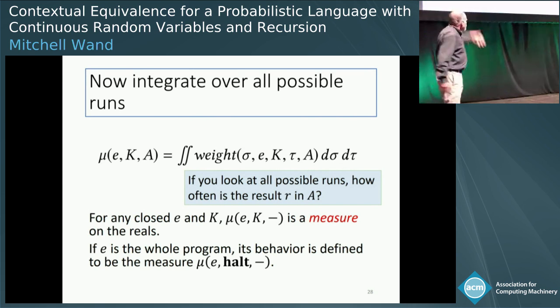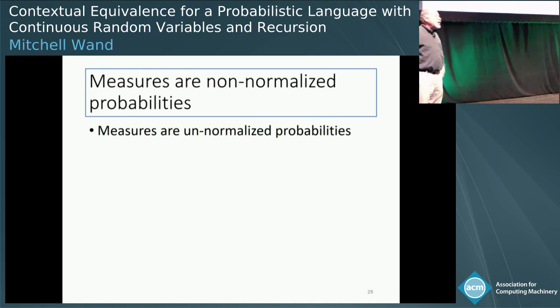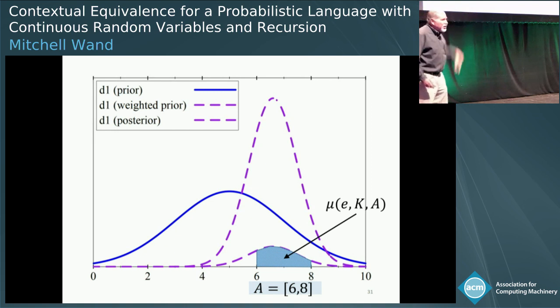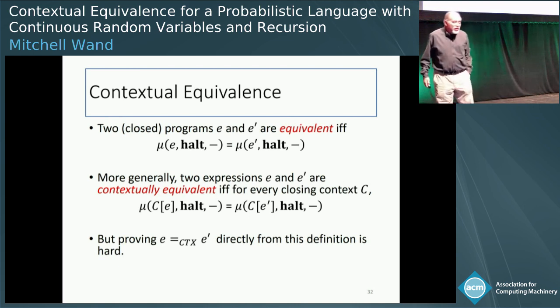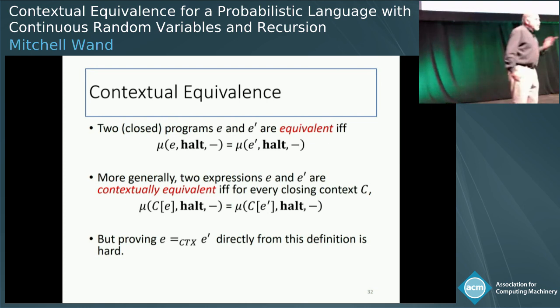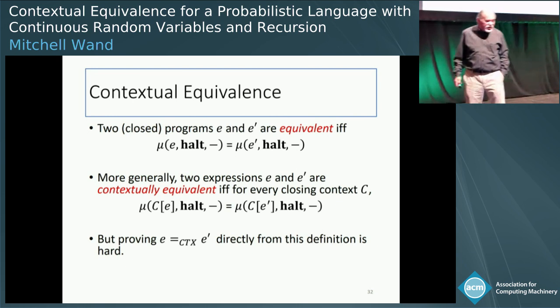For the whole program, the behavior is defined to be the measure with E and the continuation that just says halt. Okay, measures are non-normalized probabilities. If you want to think about the relation between measures and probabilities, the measure for A is the area under that curve. So these things are closely linked. And two programs are equivalent if they have the same measure. Now we get the standard notion of contextual equivalence, but that's really hard to prove two programs are equivalent.